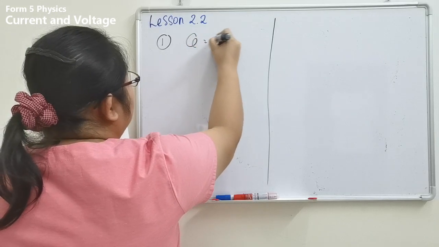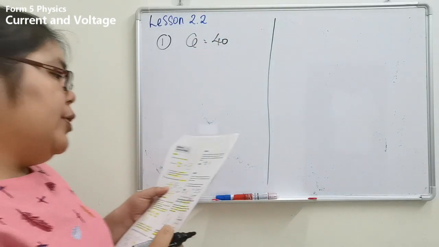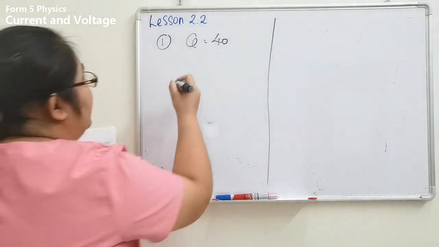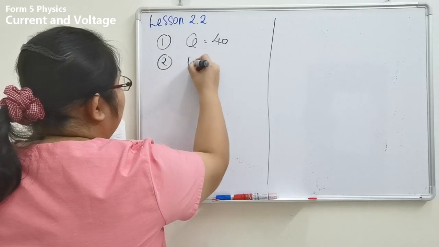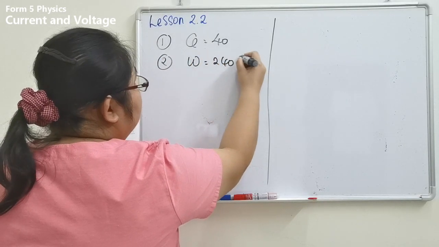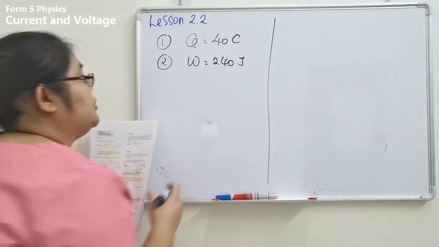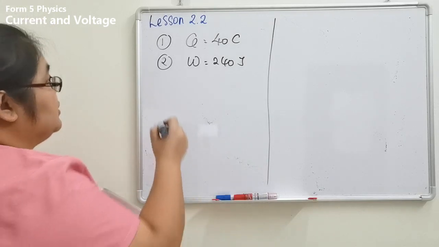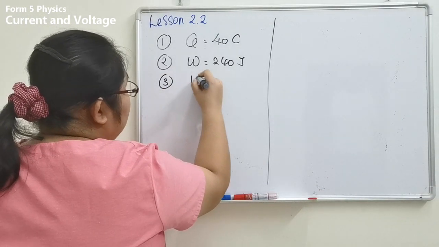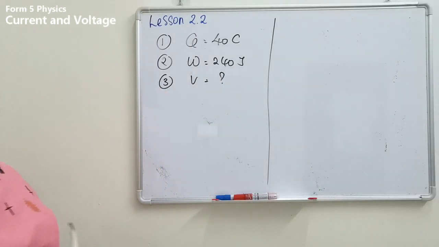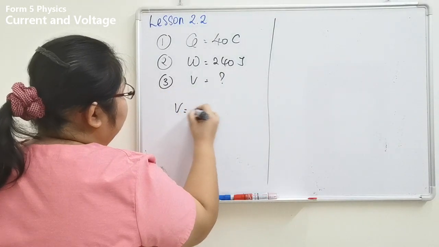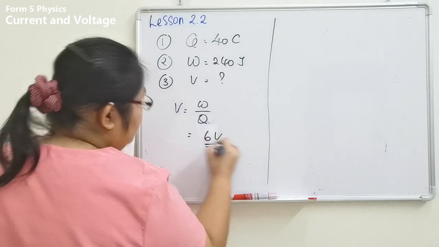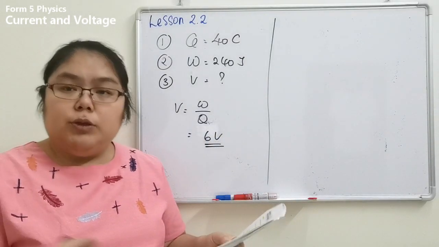So Q equals 40. Then we continue, the battery carries 240 joule of electrical energy. So number 2, we know there's a work done, 240 joule. Okay, then we're going to see what is the potential difference across the battery. V is how many? So this one is a straightforward question. We apply V equals W over Q. So the answer should be 6 volt. Okay, finish.